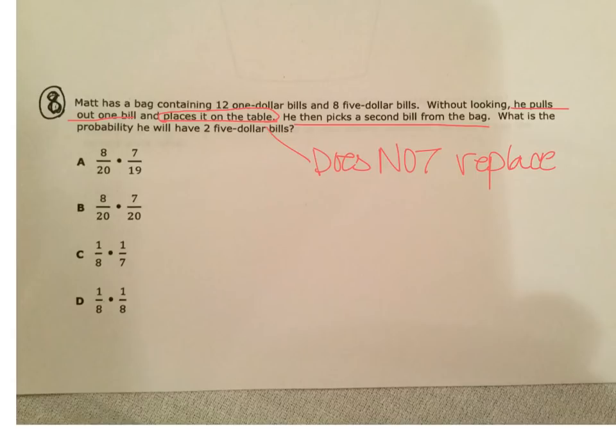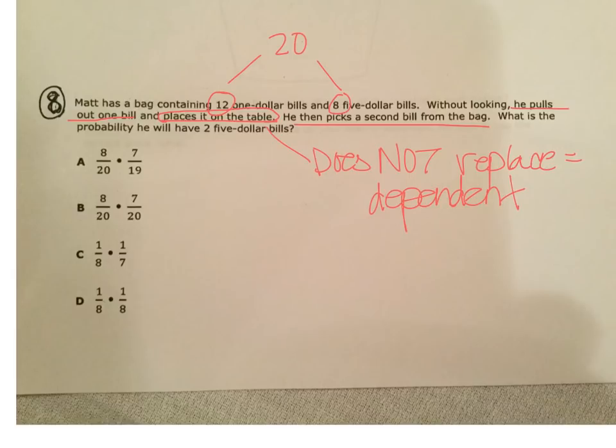So this means that this is a dependent event, okay? So that means that you have to deduct it. He doesn't put it back, okay? All right, so let's look at how many items he has altogether. So he has 12 $1 bills and 8 $5 bills. So that means he has a total of 20. So that will become your denominator.